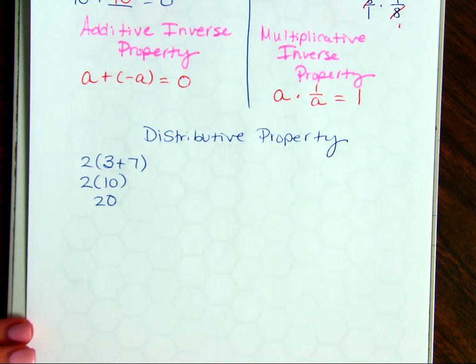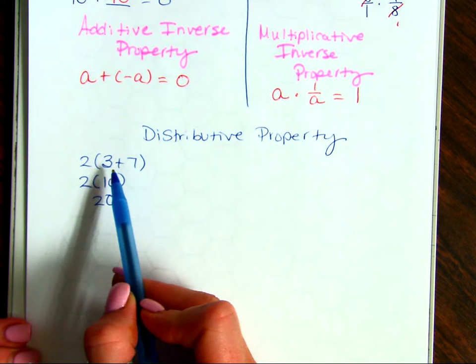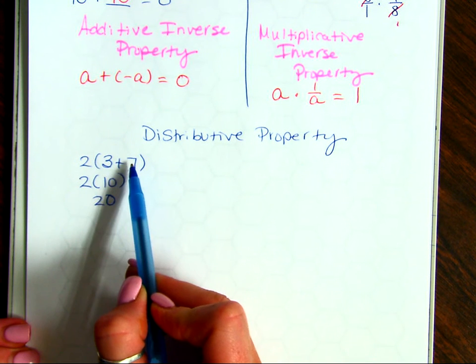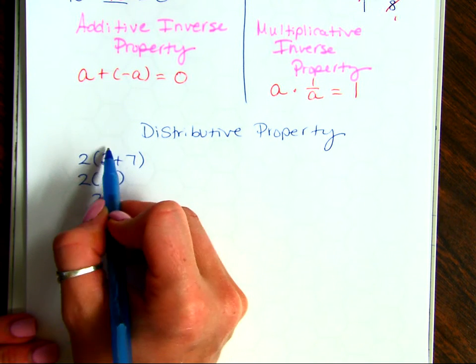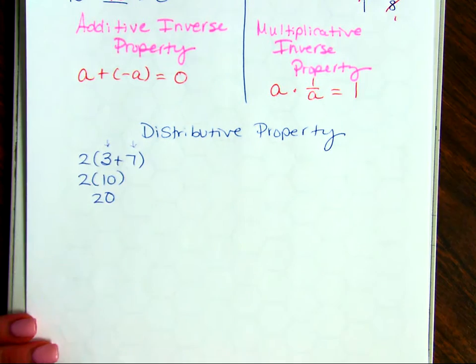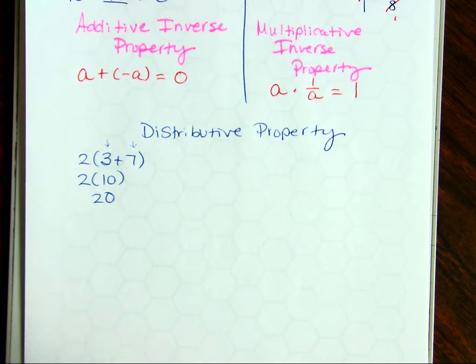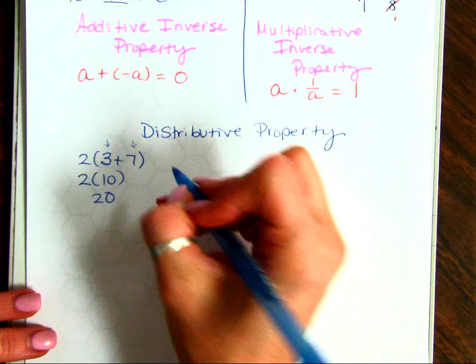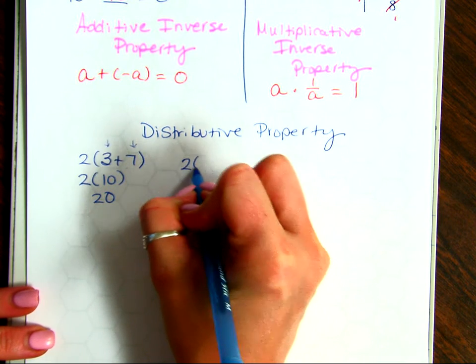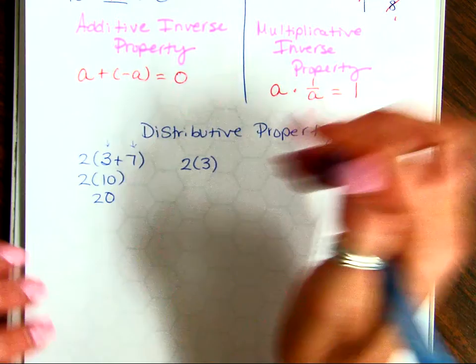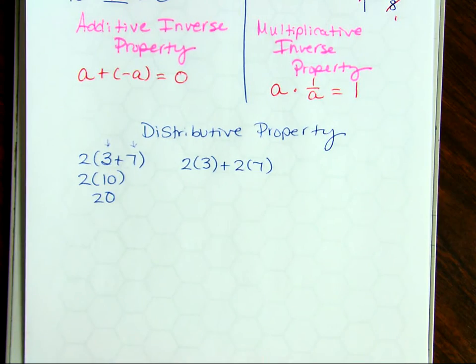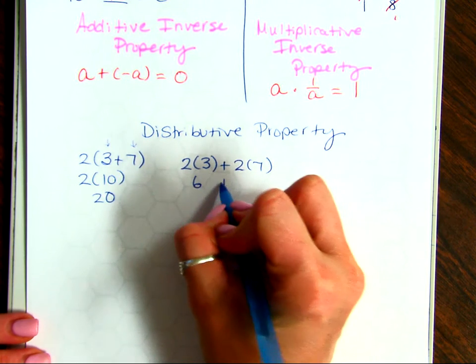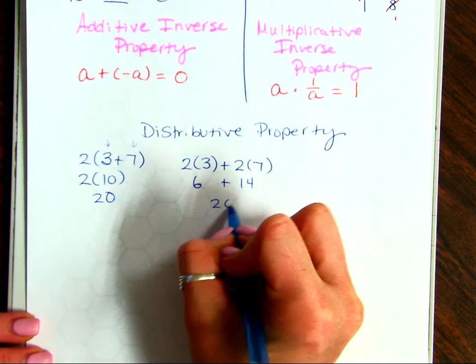Another way to look at this would be to say, okay, I could find the sum first and then the product, or I could multiply each of these terms in here by the 2 and then add those products together. So you mean to tell me I could take the 2 and multiply it by the 3 and add that to the 2 multiplied by the 7, and would you get the same answer? Just like we did in all the other ones, a little different work. So 6 plus 14 is also 20, okay?